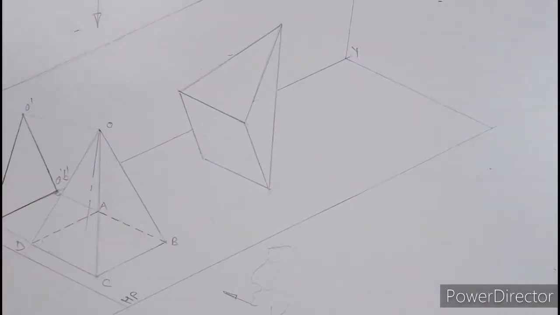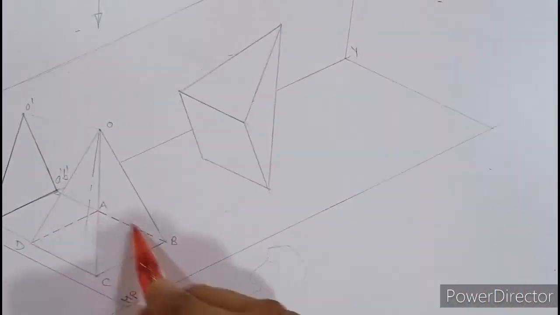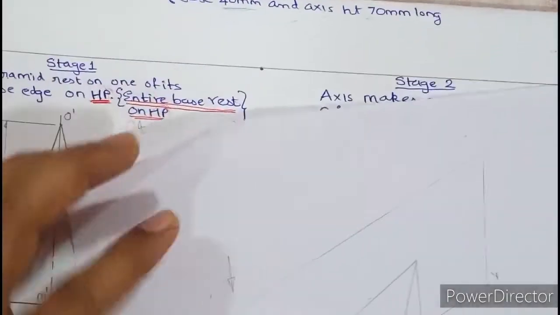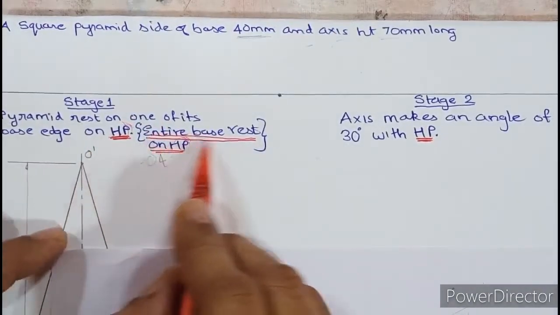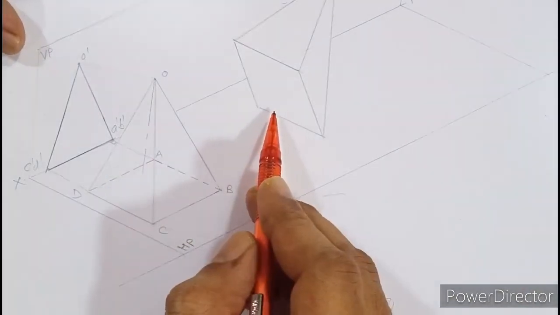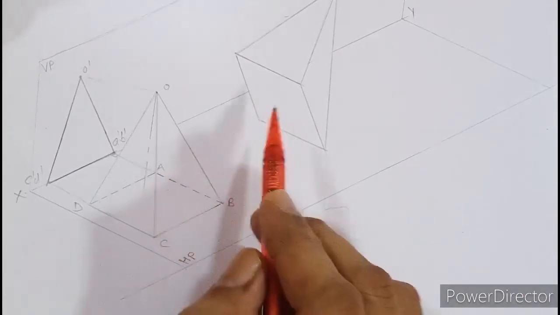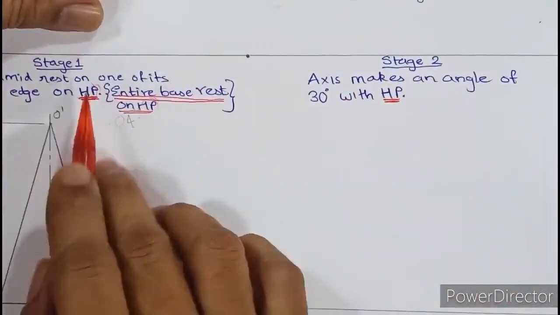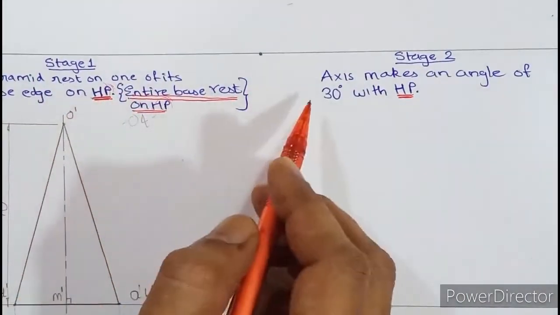So let us look at the 3D of the second stage. This was the first stage where the entire base was resting on HP. But the condition written is that the pyramid rests on one of its base edge on HP, and forcefully we have made the entire base rest on HP. That was the first stage. So in the second stage you should not forget that the first stage is related with the second. So both are related. When you read the second stage, you should carry forward the first stage along with you. So you should read in totality that the pyramid rests on one of its base edge on HP and the axis makes 30 with HP.